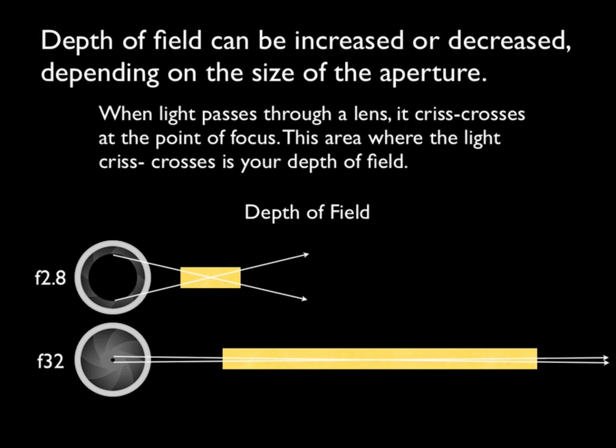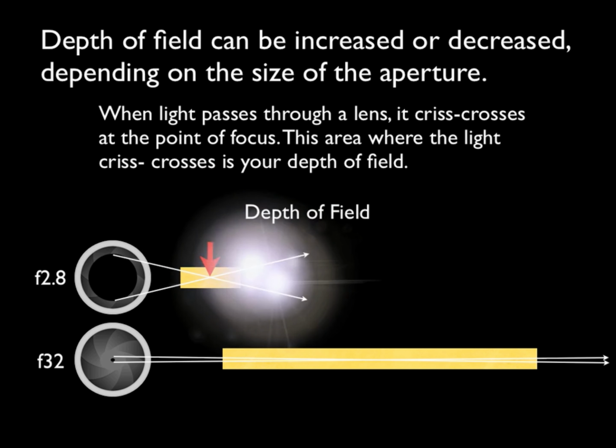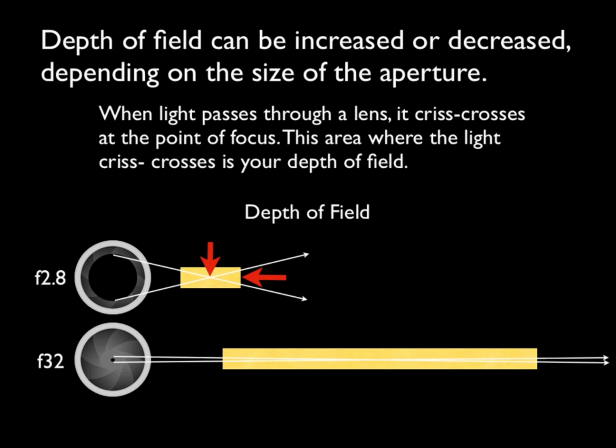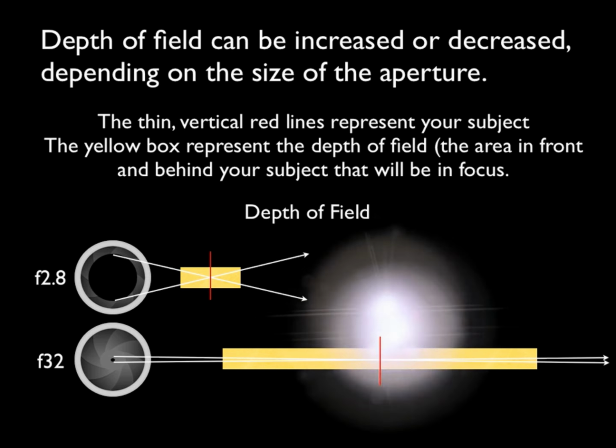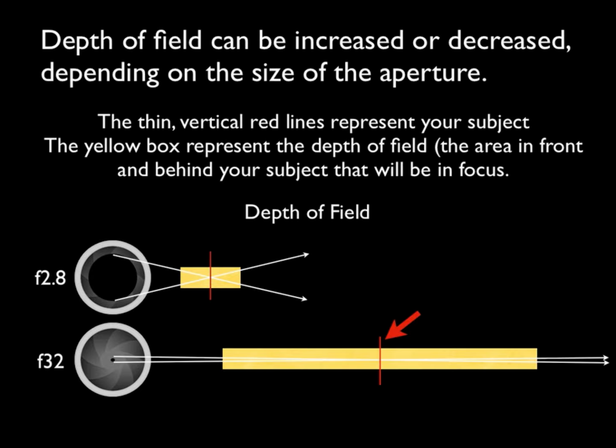When light passes through a lens, it crisscrosses at the point of focus. This area where the light crisscrosses is your depth of field. The thin vertical red lines represent your subject. The yellow box represents the depth of field, the area in front and behind your subject that will be in focus.